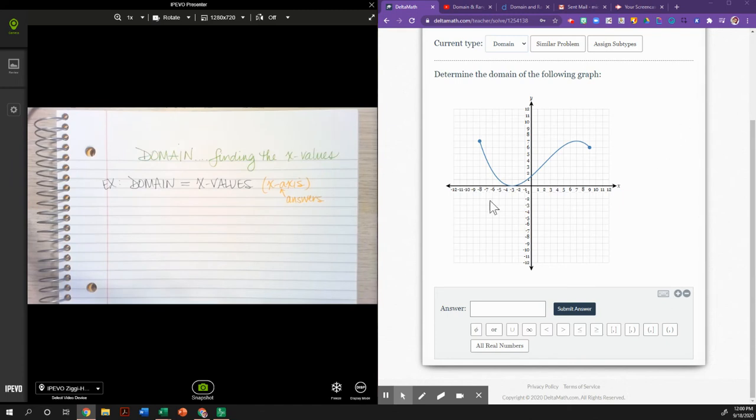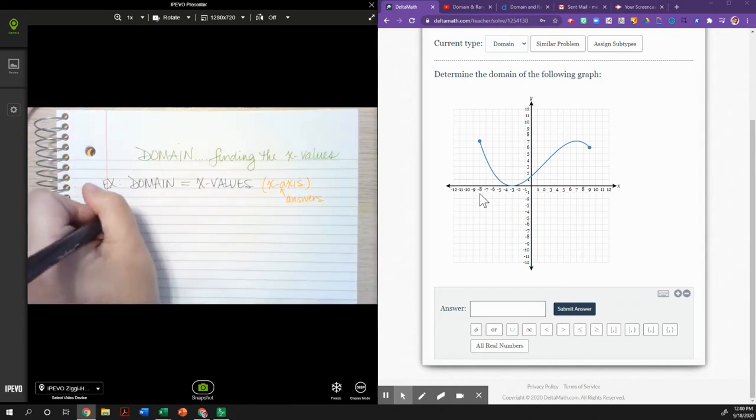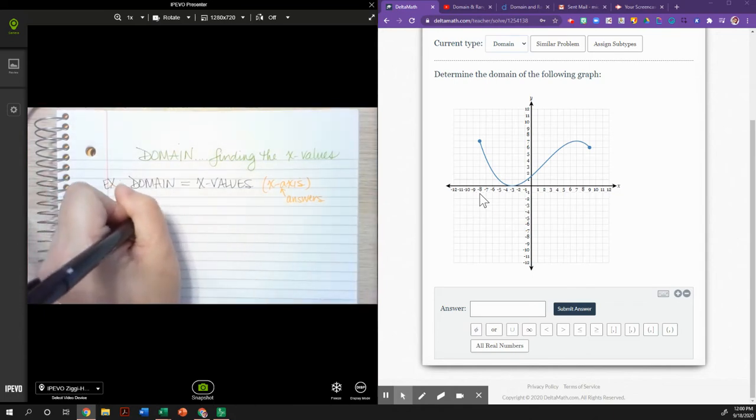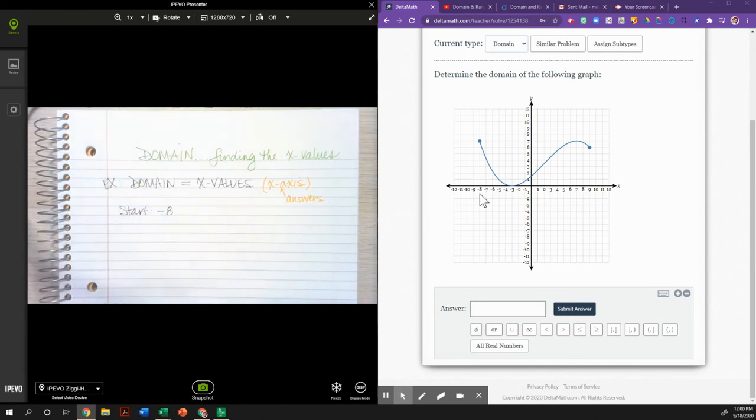If I look here at my Delta Math picture, we've been asked to determine the domain of the following graph. That means I need to figure out all of the x values that are associated with this graph. This blue line tells me where my x values start. If I look straight down here, my x values start at -8. So I'm going to make a note of that. I start at -8.